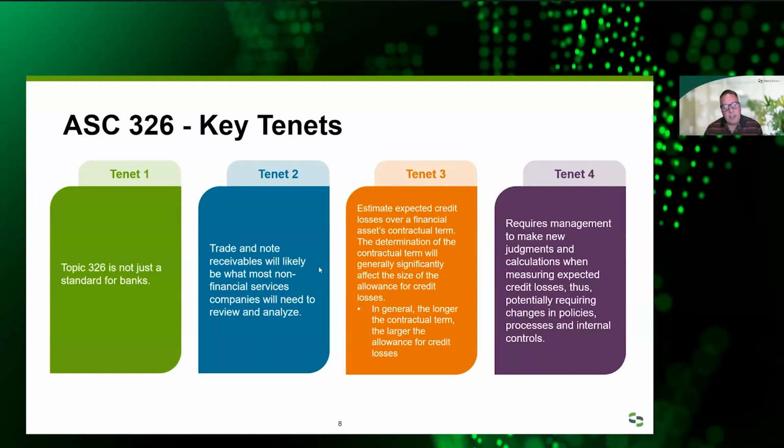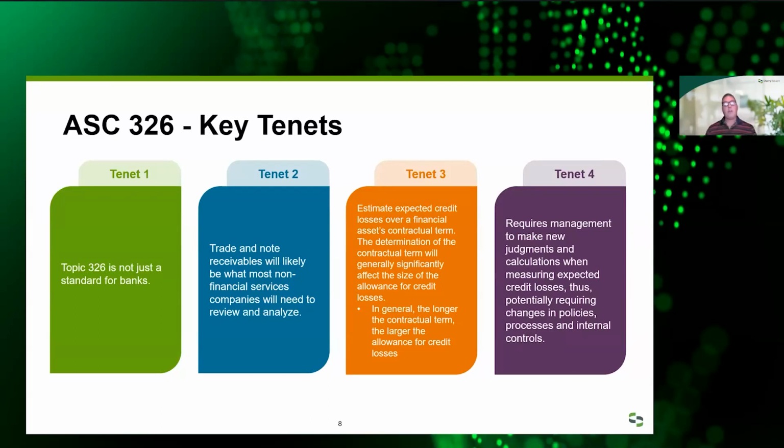Tenet 3 is estimating credit losses over the asset's contractual term, right? So going back to that lifetime concept, what's the lifetime loss of that asset? Is it a 3-year note? Is it a 90-day receivable? Is it a funded or an unfunded off-balance sheet exposure? You have to go through the analysis to say, what's our lifetime expected exposure on that asset?